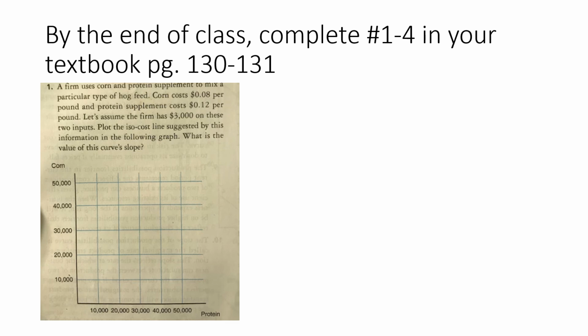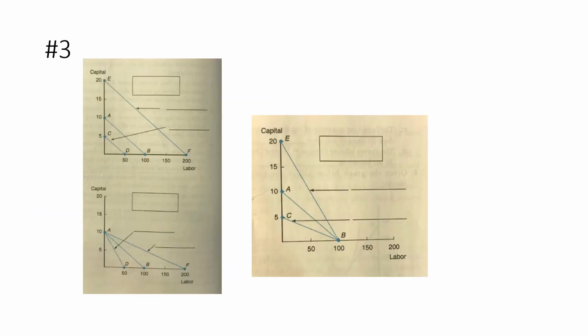I won't go over the answers, but the first one is asking you to plot an ISO cost line. You're given the input budget and then the price of each of the inputs. So hopefully you can calculate those extreme points and then make your ISO cost line. And don't forget to answer what's the value of the slope, which is also going to give you the marginal rate of technical substitution, because the slope is the same as the marginal rate of technical substitution. So make sure to answer that.